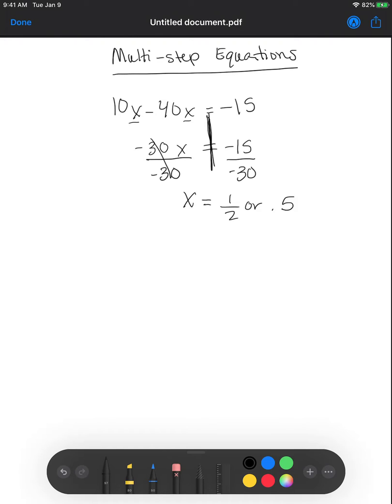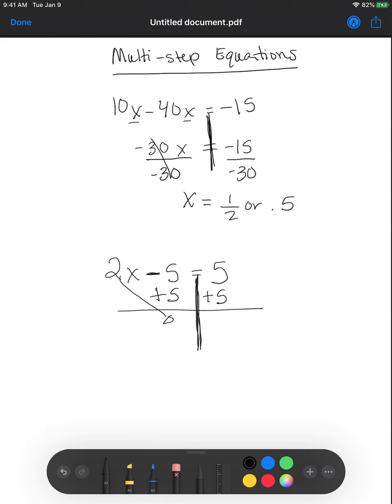So let's do another one. Let's say we had... okay, and we're just walking backwards. What we do to one side, we do to the other. So we always have to start with adding or subtracting, and right here is being subtracted 5. So the opposite of subtracting 5 is adding 5. What we do to one side, we have to do to the other.